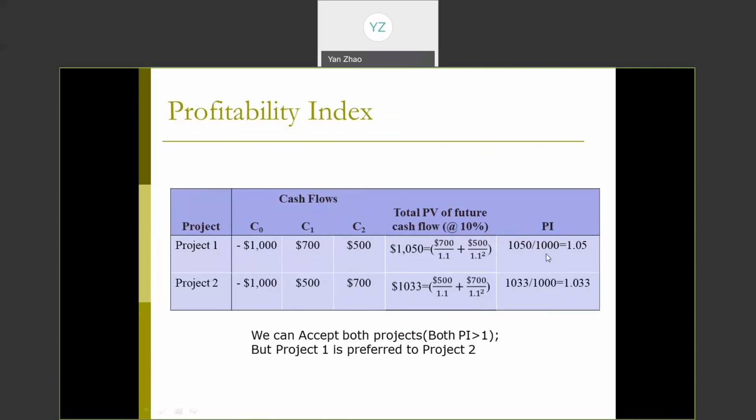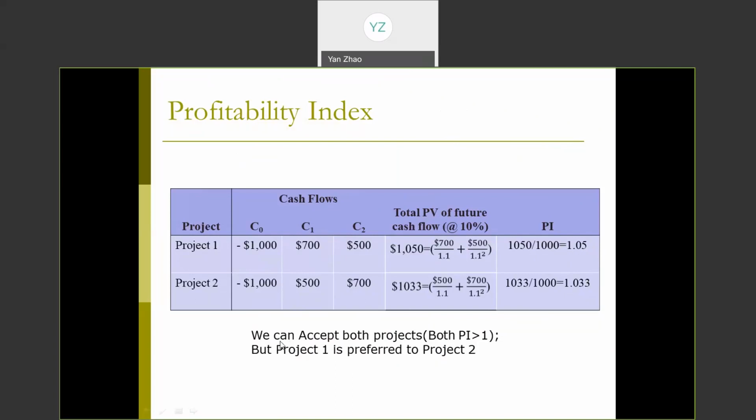Okay, so the profitability index is going to be the total present value of the future cash flow divided by your initial investment, which is $1,000 for both cases. So the PI for project A is 1.05. For project 2, 1.033. How do we interpret those two numbers? For project A, it means for every $1 you invested in the project, you are generating 5 cents profits. For project 2, for every $1 you invested, you are generating 3.3 cents.